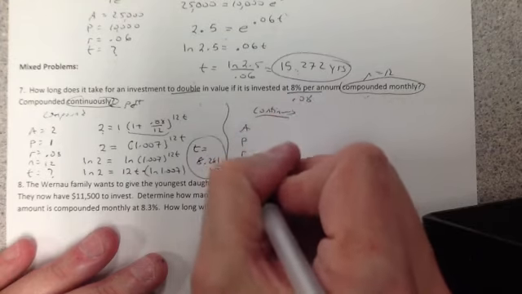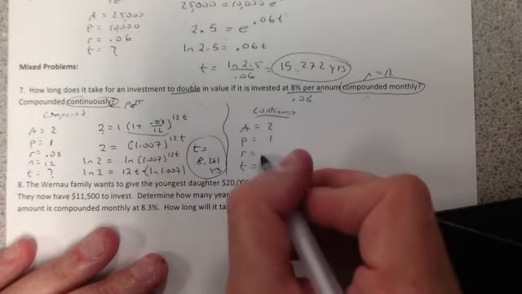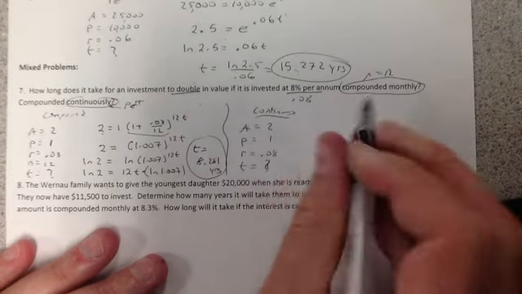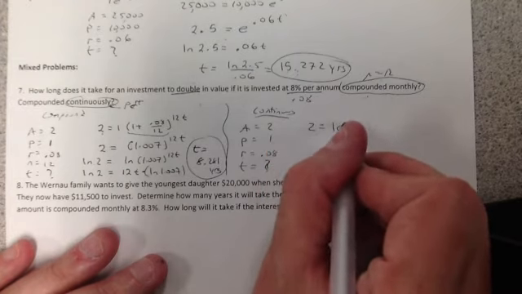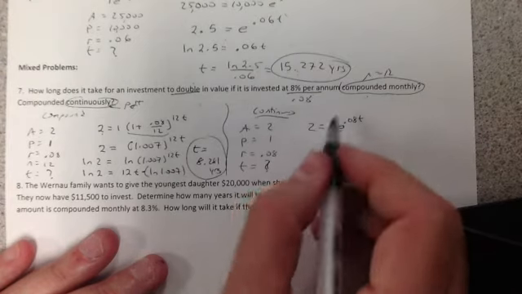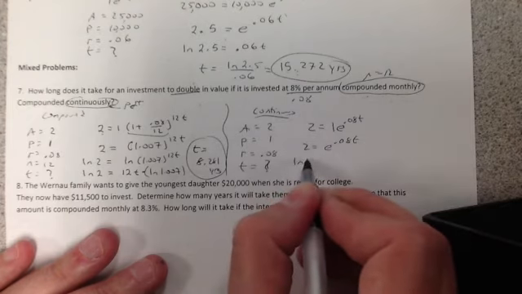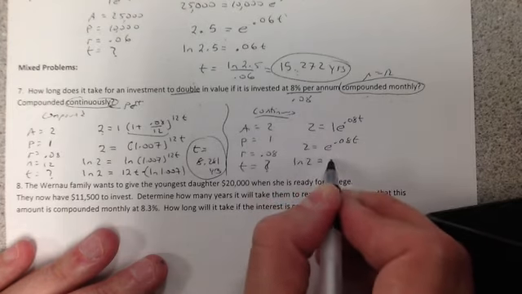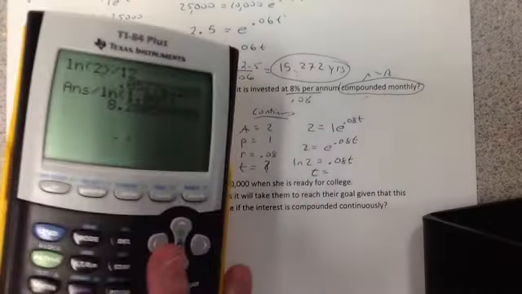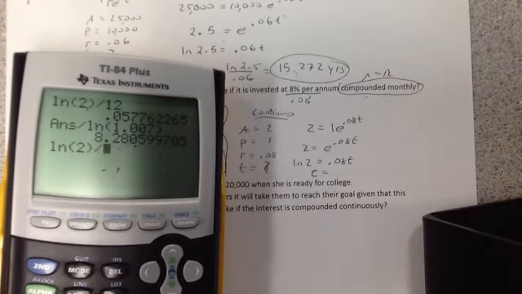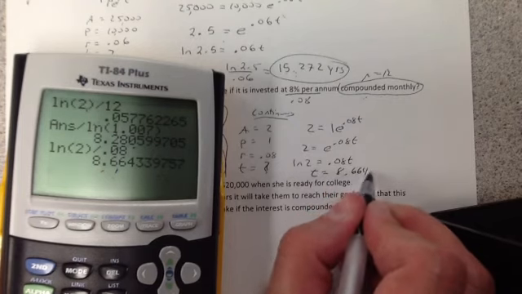A, P, R, T. A is 2, P is 1 still. Just keep it simple. R is 0.08, and I'm looking for T. Plug it into the equation. This is our Pert. 2 equals 1 times e to the 0.08 T. Divide by the 1, and then take the natural log. The natural log of 2, those are going to cancel, becomes 0.08 T. If I take the natural log of 2 and divide it by 0.08, we get 8.664 years.